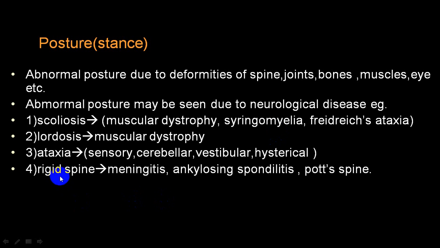Rigid spine, particularly opisthotonus, will be seen very classical in case of meningitis and tetanus. And you will have also, we call neck rigidity, very commonly seen in meningitis. Spine will be almost straight in case of ankylosing spondylitis. And in case of a Pott spine, you will have a deformity like gibbous, kyphosis, very, very common in Pott spine.